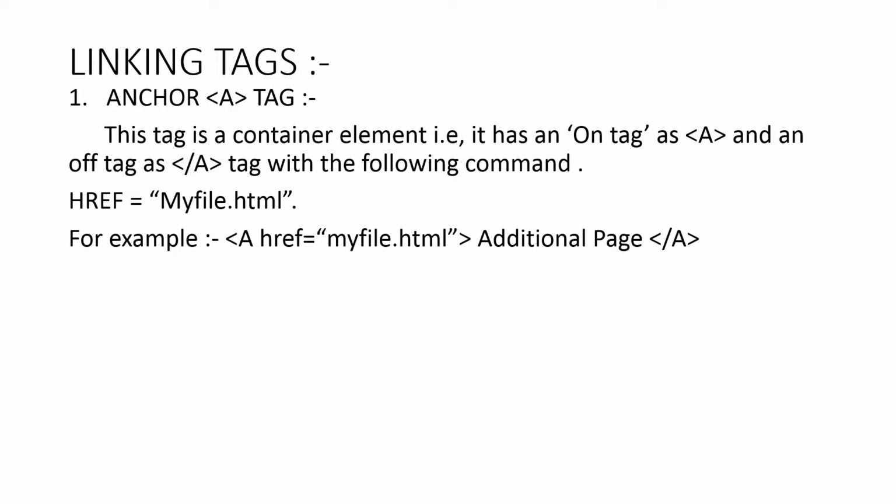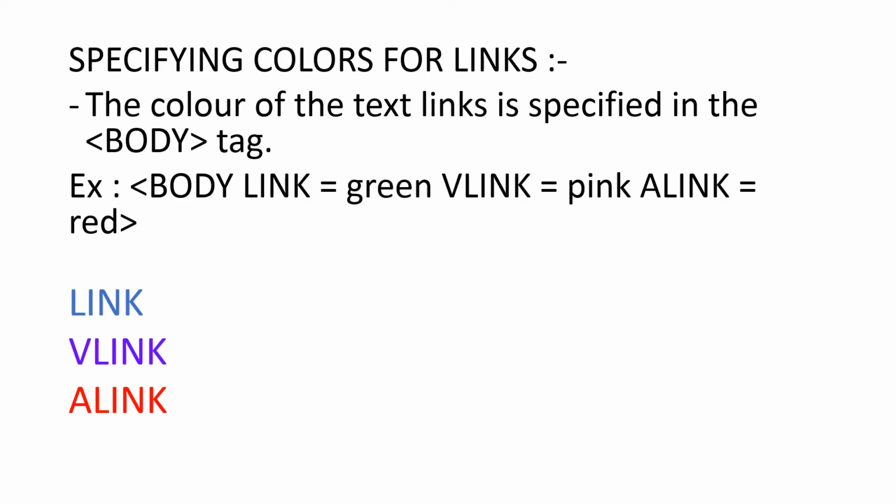Okay, this is a practical demonstration of this linking. We will see it, then you will understand it in more detail. Fine. Now, as of now, just remember that we use the A tag for linking two web pages. Now you can also specify the color for links. The color of the text links is specified in the body tag. In the body tag you have to mention the colors of the link.